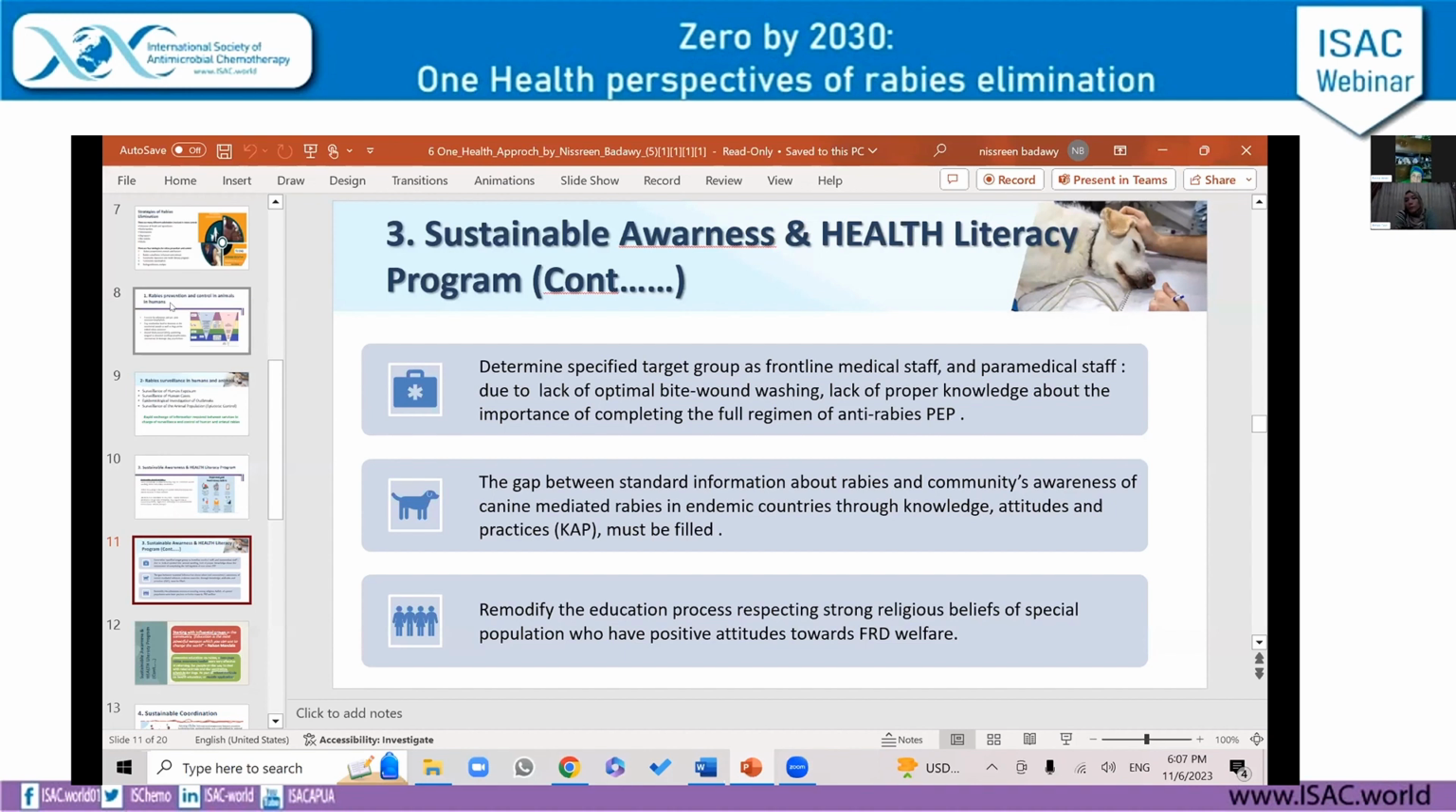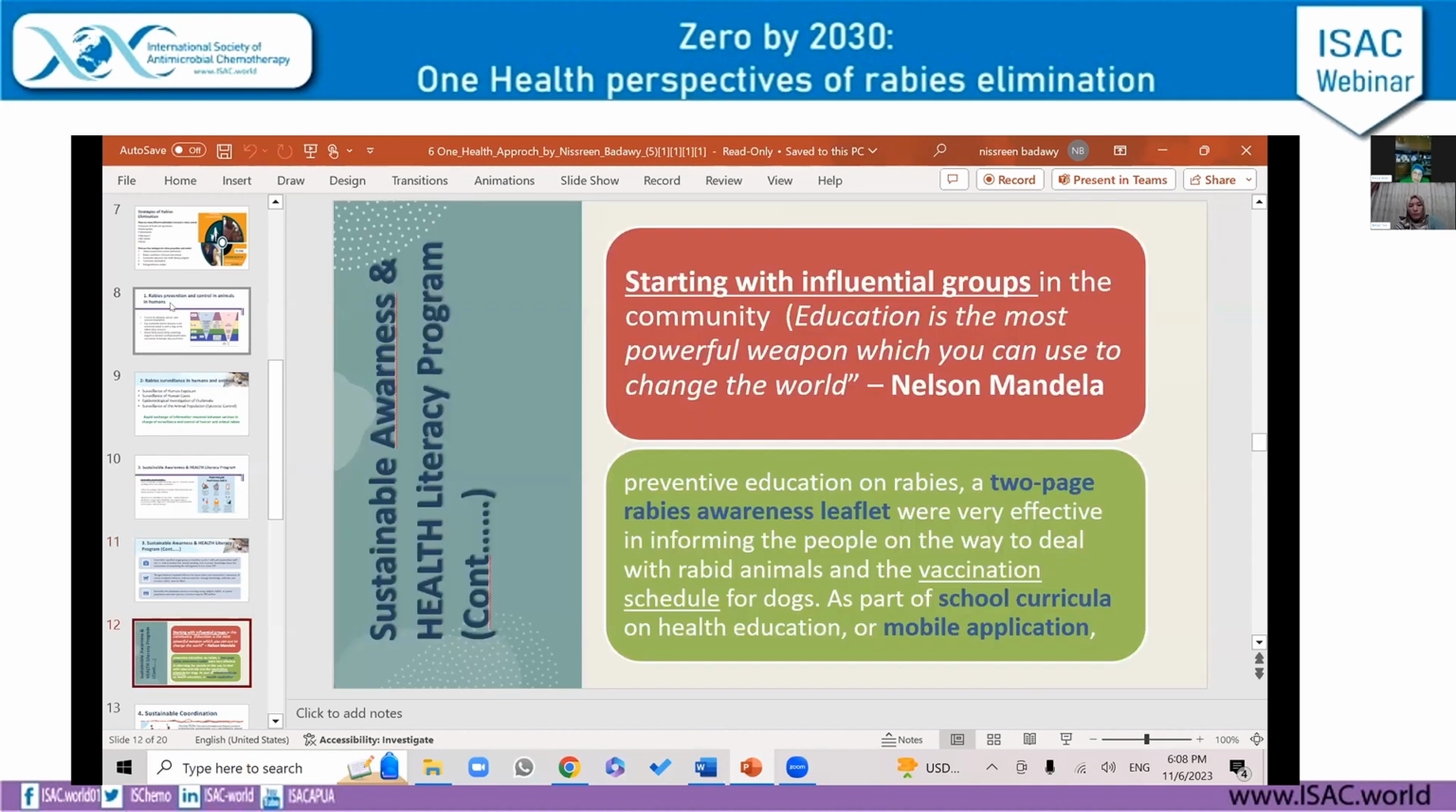This is to fill the gap between the standard information required for rabies control and elimination and rabies prevalence, and their knowledge, attitude, and practice toward rabies disease, its danger, and post-exposure prophylaxis. We can also modify this education process, respecting the strong religious beliefs of specific populations, to obtain maximum efficacy and efficiency of this education for all individuals. This preventive education must start with the influential group, as education is the best weapon to change our world.